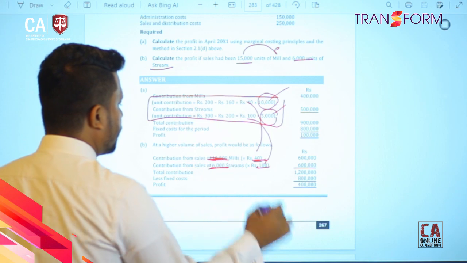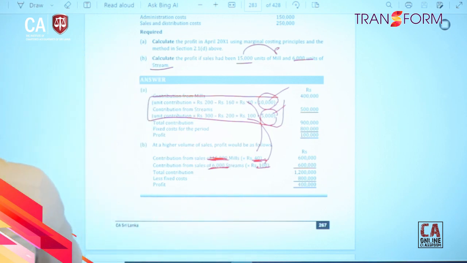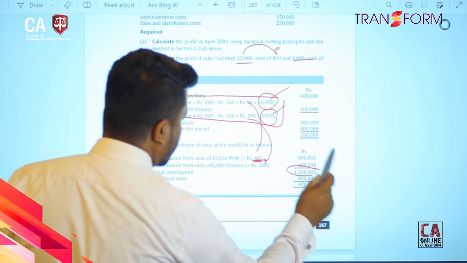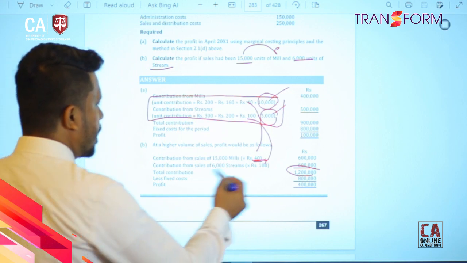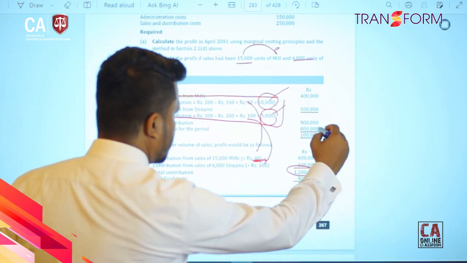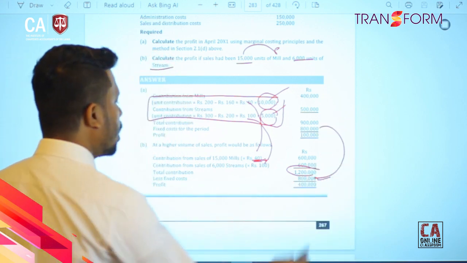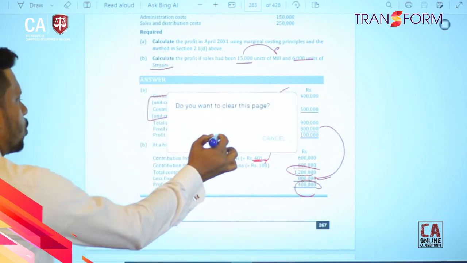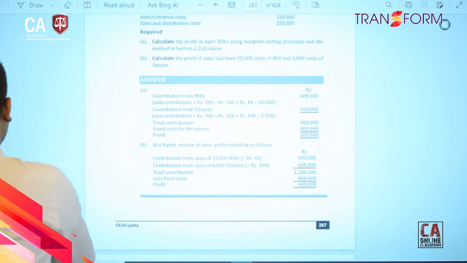Mills, you are going to sell 15,000 and steam, you are going to sell 6,000. So altogether, your contribution is 1.2 million. So, deduct the fixed cost. Fixed cost is not going to be changed, very similar. Your profit would be 400,000. So, very easy. No need to take much time to explain this one.